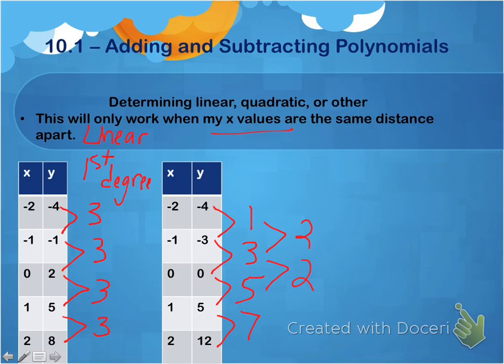1 and 3, a difference of 2. 3 and 5, a difference of 2. 5 and 7, a difference of 2. So this would be a second-degree equation. Second-degree equations are going to be quadratic, just like we worked with last chapter.